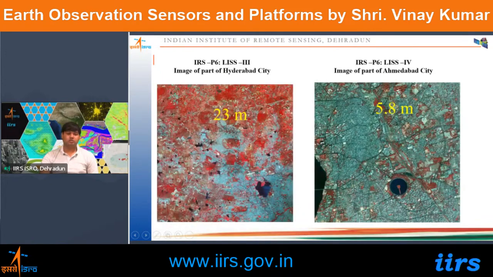Now this is a LISS-3 image of 23 meter resolution. This is Hyderabad city of India, the capital of one of the states in India. So you can see the airstrip and the lake and the urban area, how it is visible over here. And this is Ahmedabad city with 5.8 meter resolution. So how the buildings and other features are visible with 6 meter resolution is clearly visible here.